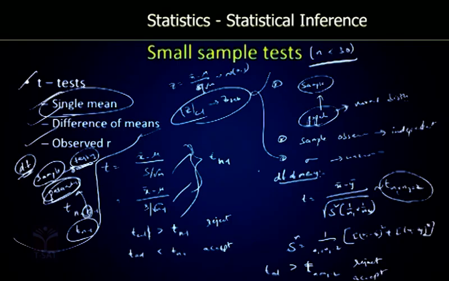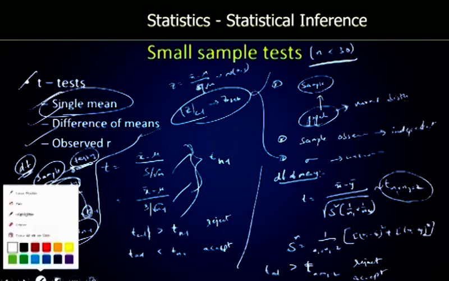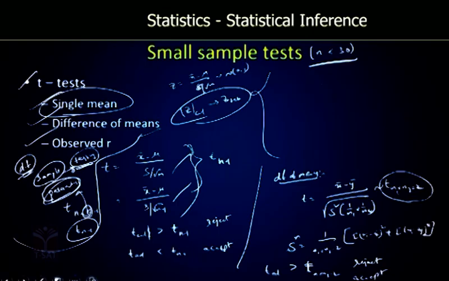So that is the difference of two means. Next, the observed correlation coefficient, small r. Now you have to test the observed correlation coefficient r. The t statistic is given by t is equal to r into under root of n minus 2, divided by under root of 1 minus r square. This is a test statistic which follows t with n minus 2 degrees of freedom.